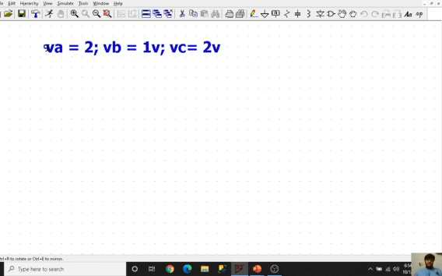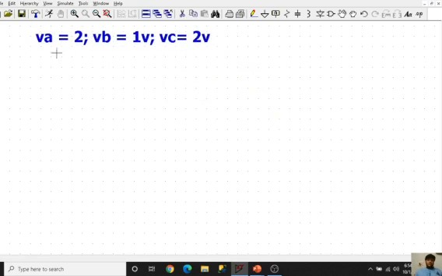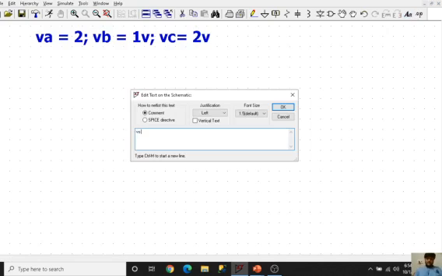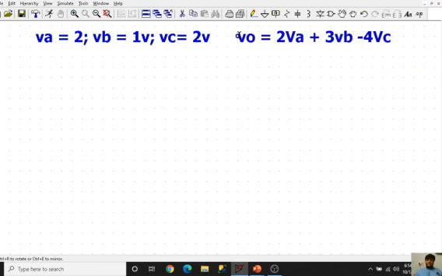So we will be designing this for, and let me write down the output equation as well. VO is equal to 2VA plus 3VB minus 4VC. This is our output equation, and these are the values which we will be using over here. VO is equal to 2VA plus 3VB minus 4VC.